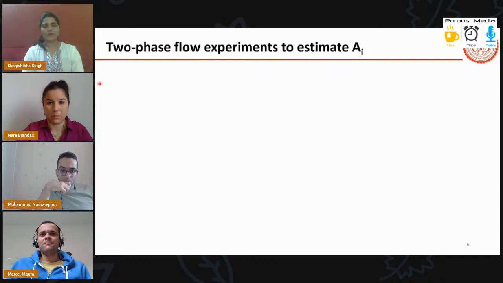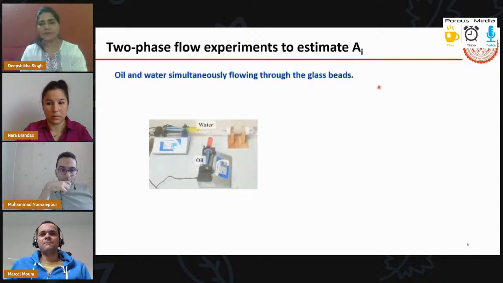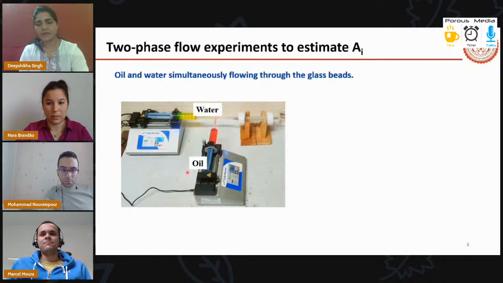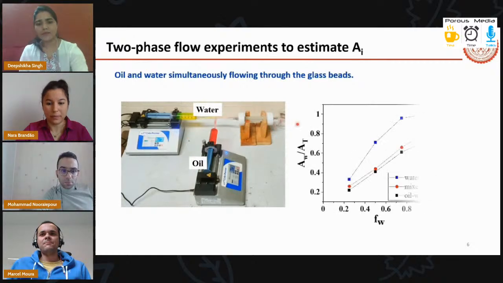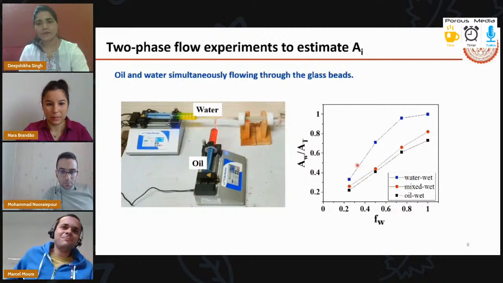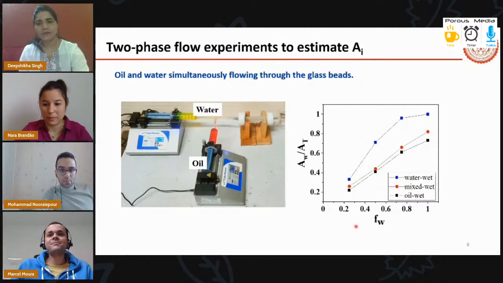Further, we performed two-phase flow experiments when both phases are simultaneously flowing in the porous medium at different wetting conditions. In this situation, we also obtained the same monotonic behavior of the interfacial area with fractional water flow rate during the different wetting conditions.